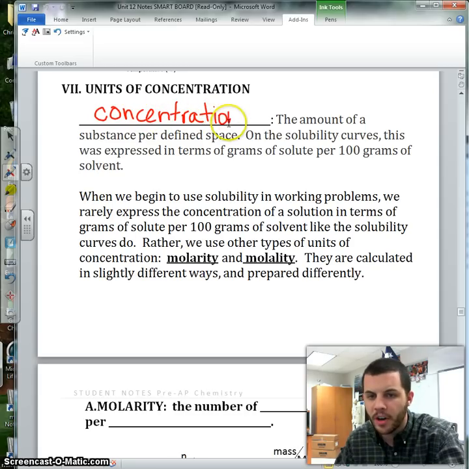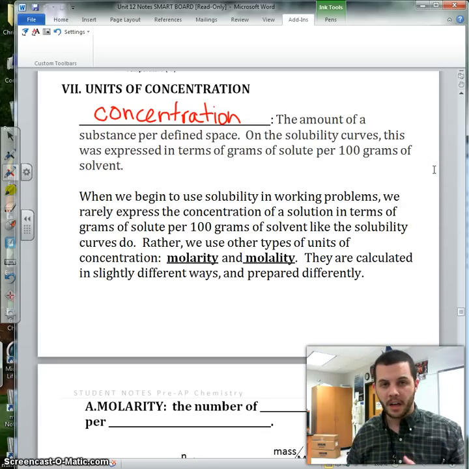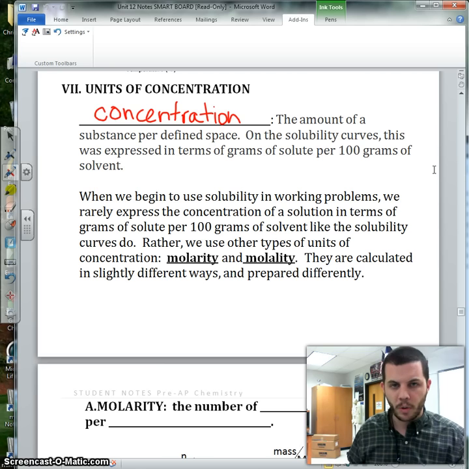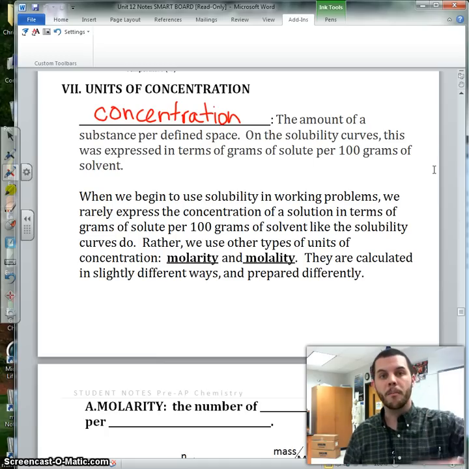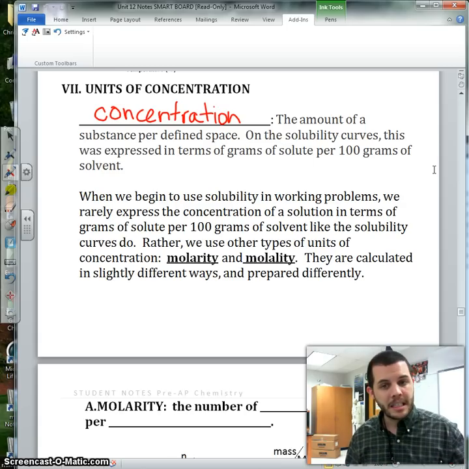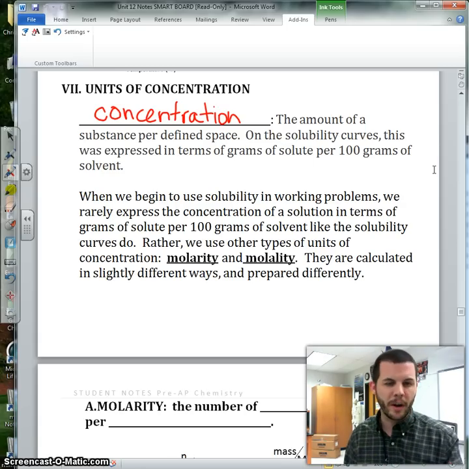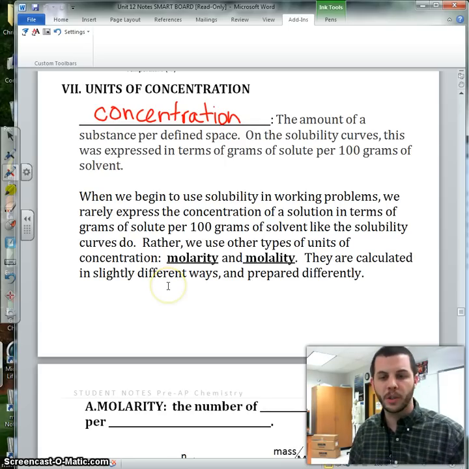Concentration basically is the amount of substance that you can get into an amount of space. Essentially, the amount of solute that you're able to dissolve in the amount of solvent is going to be the concentration. The more solute you have per solvent, the higher the concentration. The less solute you have per solvent, the less concentrated. We would also call that more dilute. It would be more diluted.